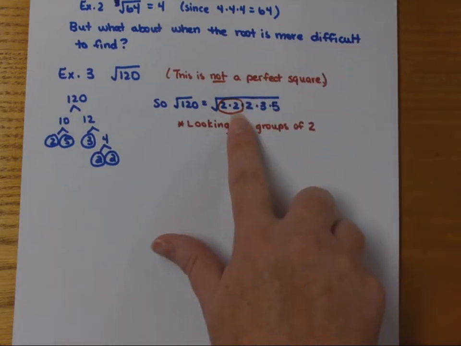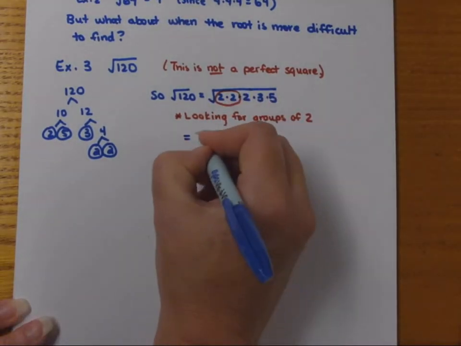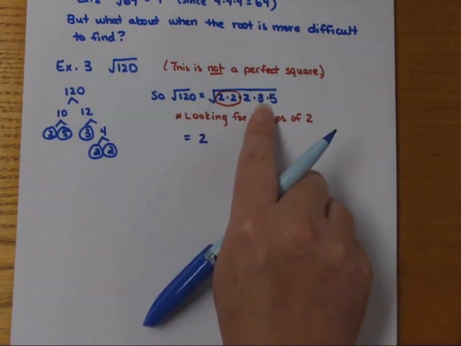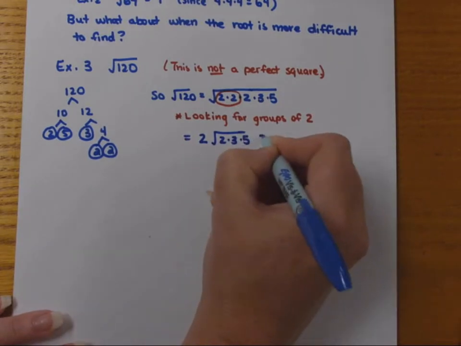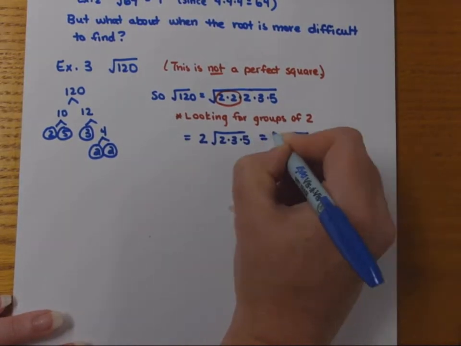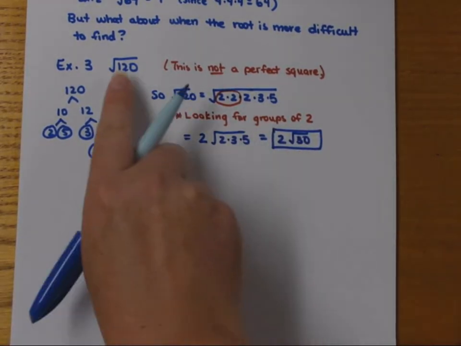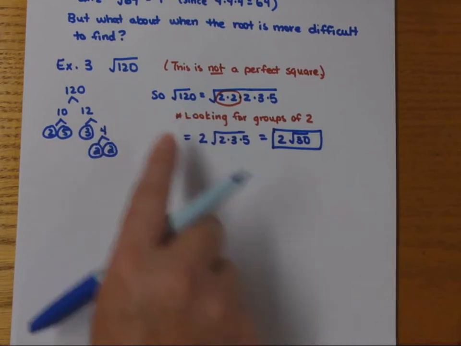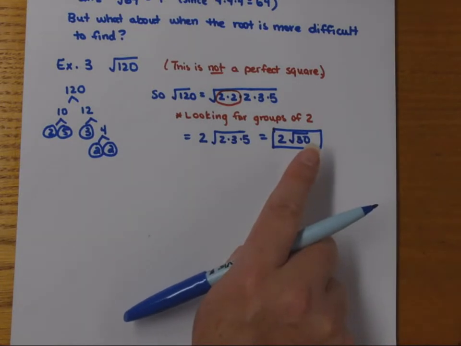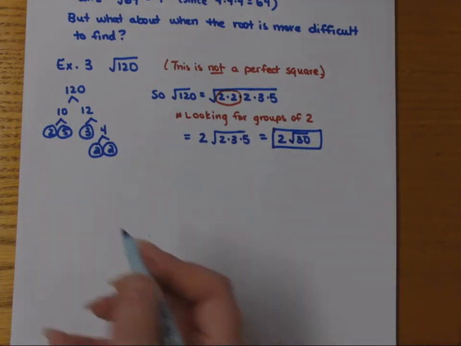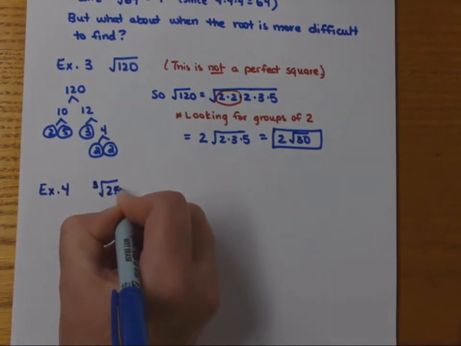So another way to think of it is anything that is part of a group is going to get pulled out. So because there are 2 2s, I have one group of 2. But anything that is not part of a pair is going to stay inside. So 2 times 3 times 5 is going to remain. And so the reduced answer is actually 2 square root of 30. Another way to think of it is basically we split up 120 into 4 times 30. And we took the square root of 4, which was 2, and we left the square root of 30 because that's not something that we can do and get a whole number answer. So the factor tree just allows you to quickly determine what should come out of the square root versus what should stay in.